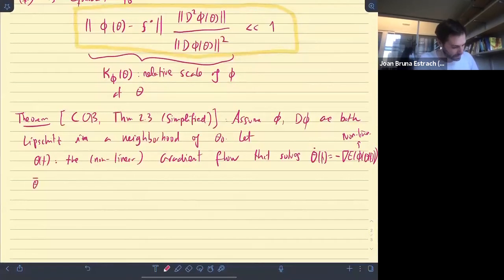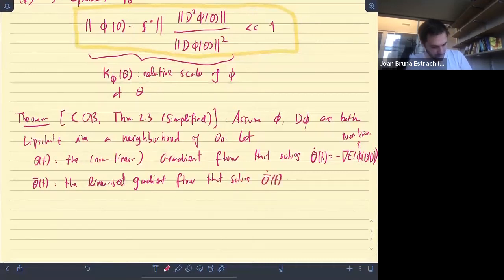And now I define the analogous version, theta bar of t, that is the linearized gradient flow that solves the same ODE, but I replace phi by its linearized version, minus the gradient of the energy. Sorry, this is wrong. In my notation, that should be the loss, because the energy is already defined over the parameters, with respect to phi bar of theta bar of t.